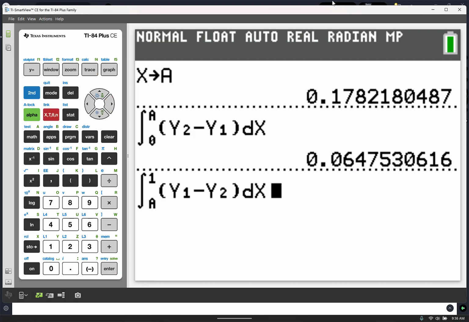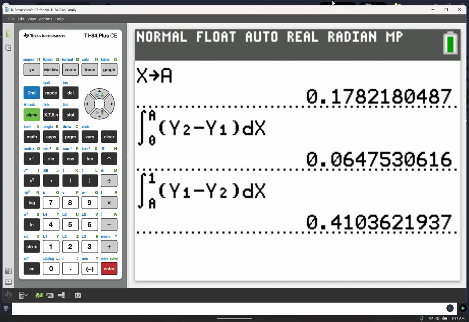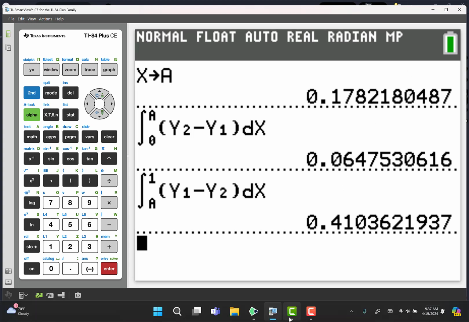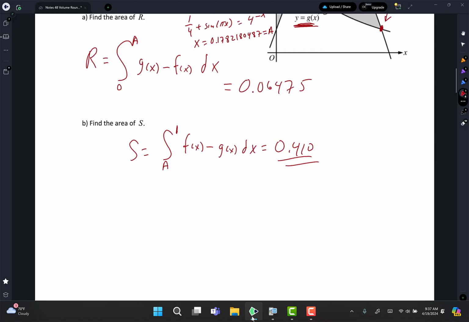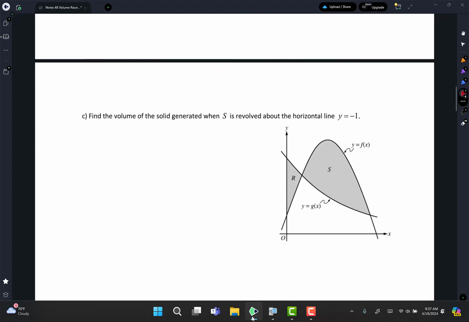Make sure, guys, that you do this yourselves, because you're going to be doing these same skills with the calculator. Make sure you grab a calculator and give it a go. 0.410. Are we good there, guys? All right. Let's go to the next letter.